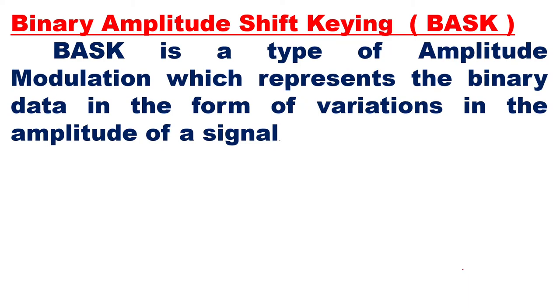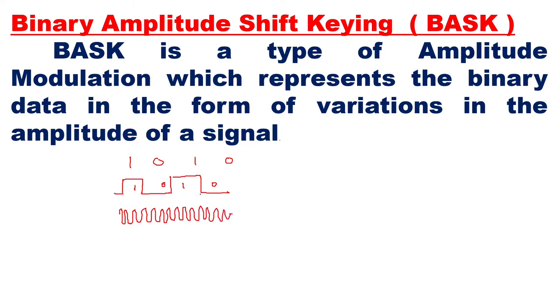BASK, binary amplitude shift keying, is a type of amplitude modulation which represents the binary data in the form of variations in the amplitude of a signal. So here, whatever data we have, say we have data as 1010, this data can be represented like this. This is 1, this is 0, this is 1, this is 0. Now if you have an unmodulated high frequency carrier, this carrier is going to take this binary data from one point to another.